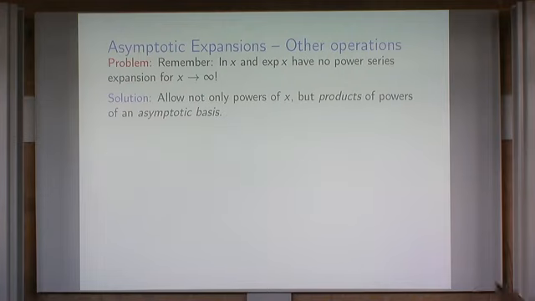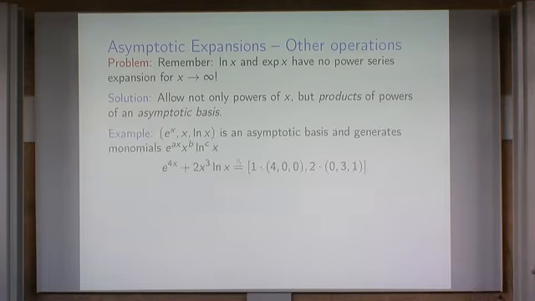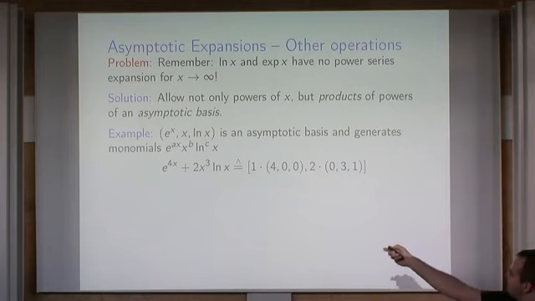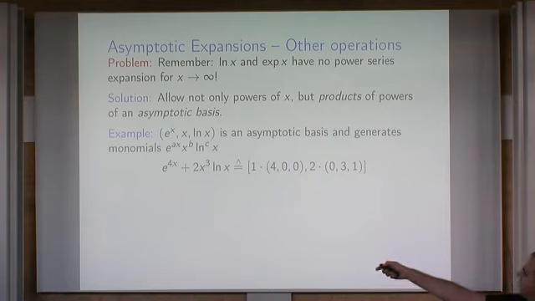Essentially what we allow is any product of powers of something we call an asymptotic basis. For instance, you could have an asymptotic basis e to the x, x and ln x, and then you have monomials that essentially look like this. And then you could, for instance, encode this very small expansion in this way. So you have here the coefficient 1, and the exponent of the e to the x is 4, and the other exponents are 0, and then here in the end you have the same thing. So, is that clear?